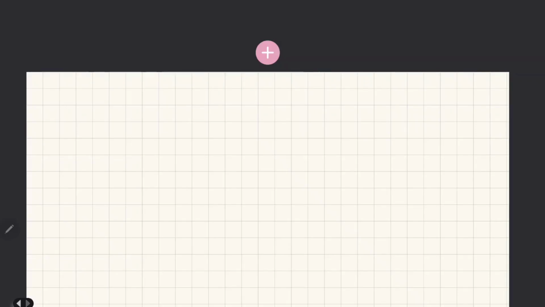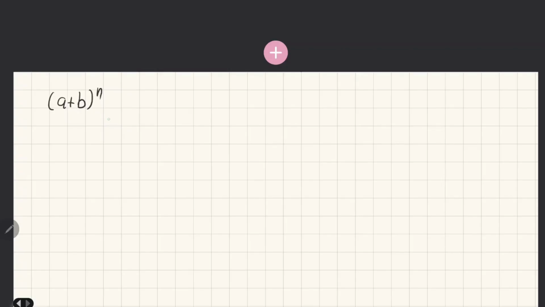And to get some inspiration of how to do that, we are going to speak about what happens when we have a normal binomial. I mean that, for example, if we have (a + b)^n, well, we know that by Newton's rule, this is equal to the sum from k equals 0 up to n of n choose k, a^(n-k) b^k, right?